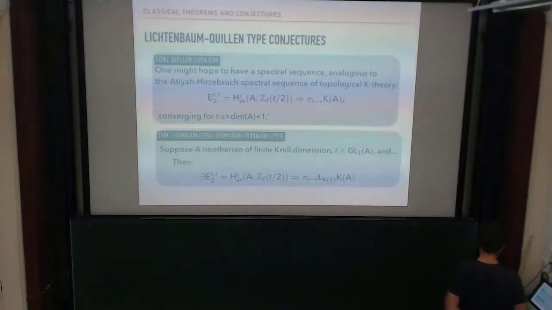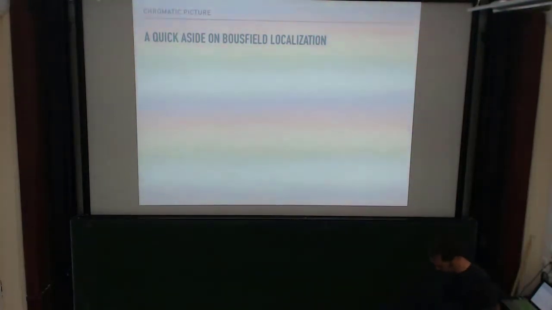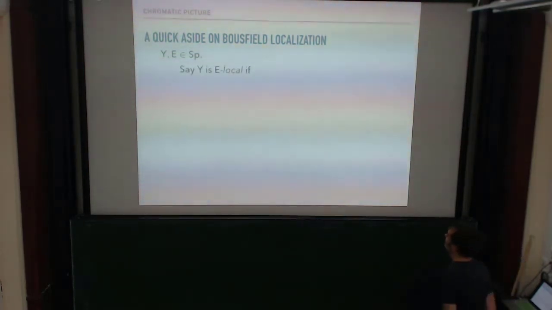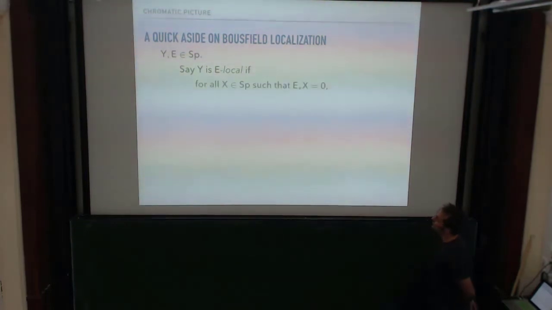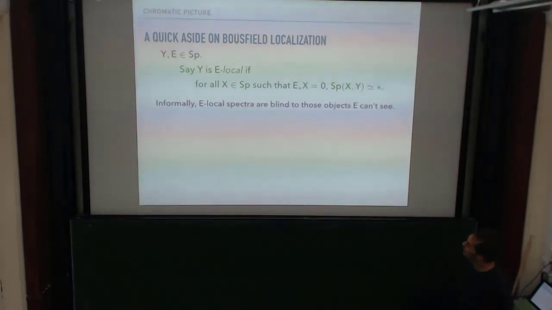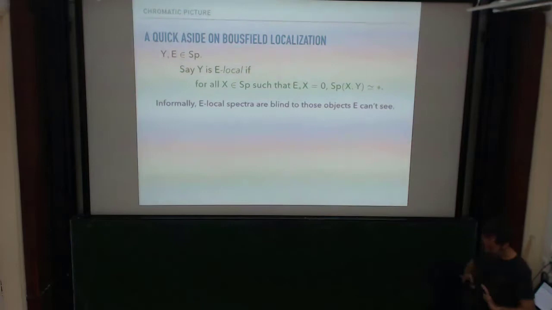So what is this guy, this K1? Well, that K1 is the K1 from earlier. So let me tell you a little bit about Bousfield localization. If I have two spectra, Y and E, I could say that Y is E-local if for every spectrum X with trivial E homology, the spectrum of maps from X to Y is the zero spectrum, contractible. So informally, you could say that the E-local spectra are blind to the objects that E can't see. So it's some sort of simplification.